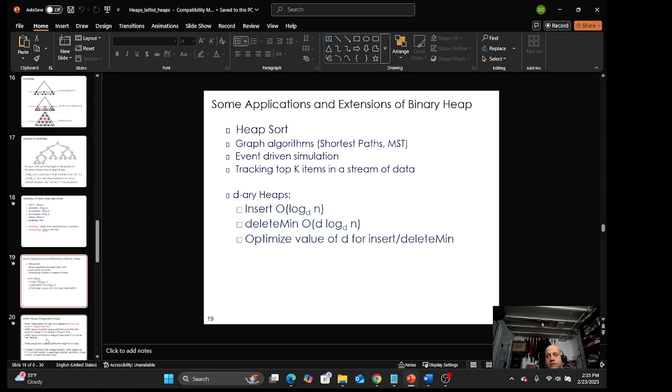Some applications and extensions of the binary heap, like heap sort. Graph algorithms may rely on binary heaps, such as shortest path and MST. Event-driven simulation, tracking the top K items in a stream of data. Also d-ary heaps. Insert operation would be big O log base d of n. Delete min would be big O d log base d of n, and you optimize the value of d for insert and delete min.